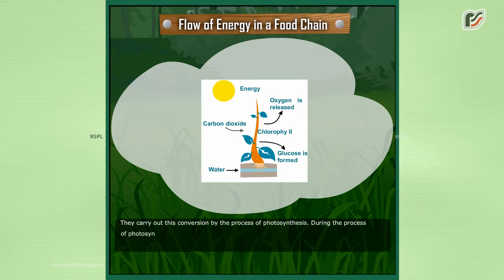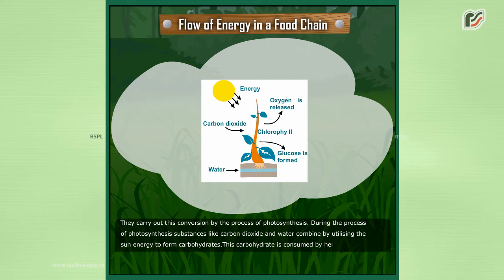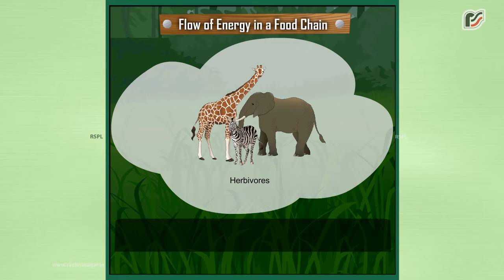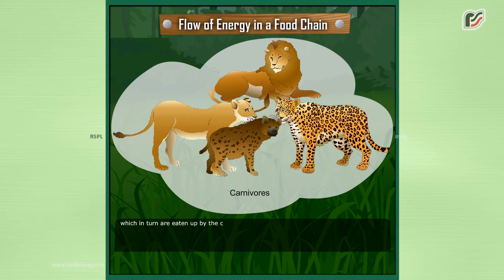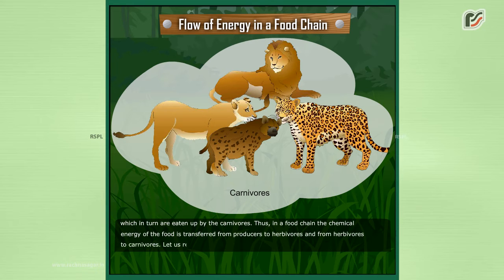During the process of photosynthesis, substances like carbon dioxide and water combine by utilizing the sun energy to form carbohydrates. This carbohydrate is consumed by herbivores, which in turn are eaten up by the carnivores. Thus, in a food chain, the chemical energy of the food is transferred from producers to herbivores and from herbivores to carnivores. Let us read in detail flow of energy in a food chain.